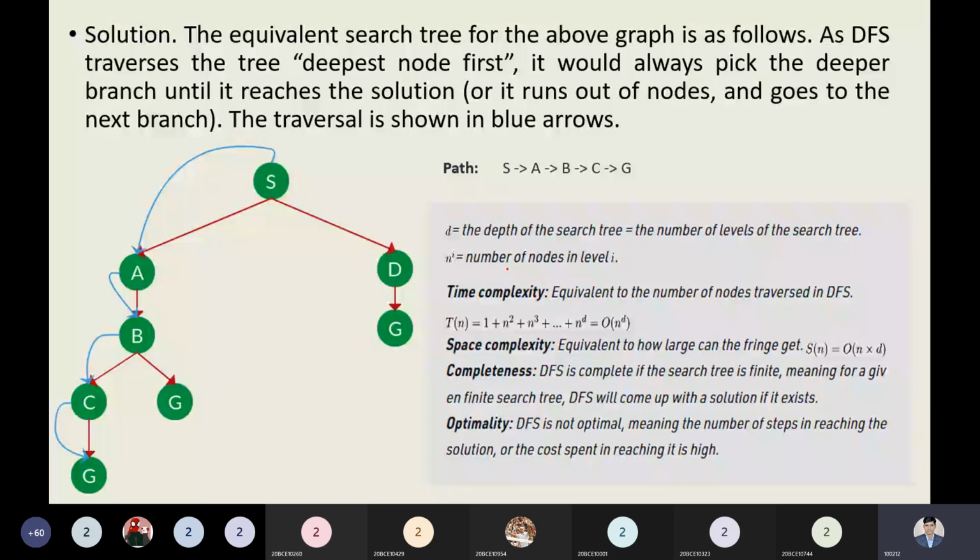And here we have some theory points, so I'm sharing the solution over here. D is our depth of the search tree, that is equal to the number of levels of the search tree.